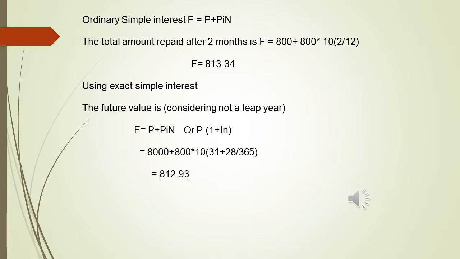After that, you have to find the future value without considering a leap year. That will be the same formula, F is equal to P plus P into I into N. So 800 plus 800 into 10 into, for 31 plus 28 days, 28 by 365. When you substitute that, 812.93 will be the answer. So this is the problem based on simple interest.